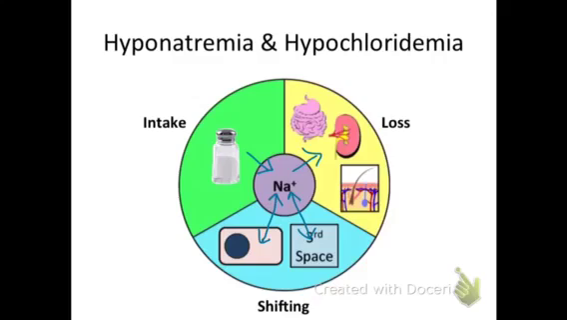The two general causes of hyponatremia and hypochloridemia are increased loss and shifting. Decreased intake does not cause hyponatremia and hypochloridemia, and that's because there's an abundant amount of sodium and chloride in the diet, and sodium and chloride are highly conserved by the kidneys if the kidneys are able to function appropriately.